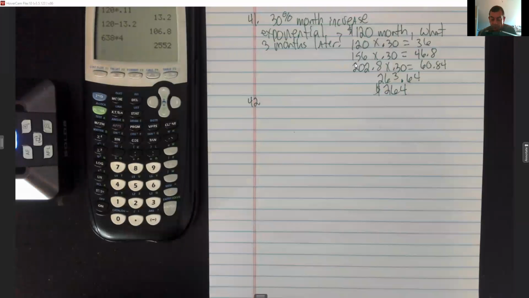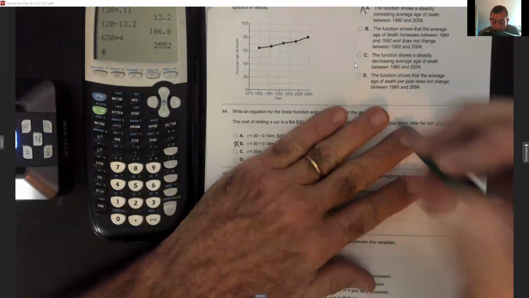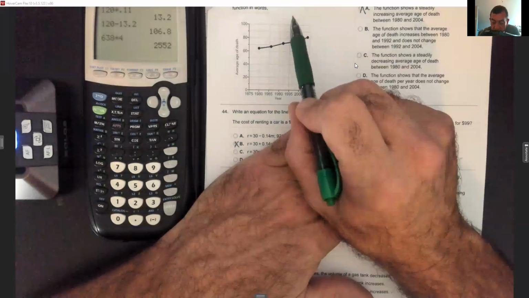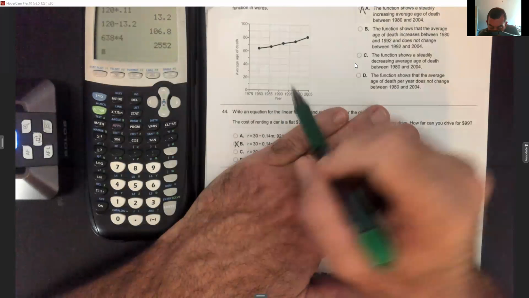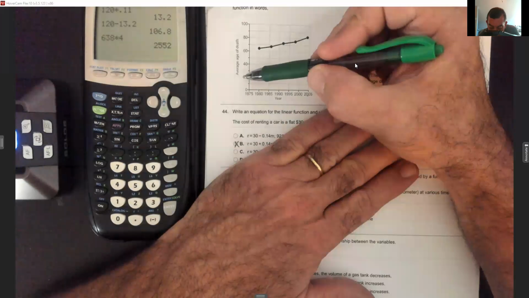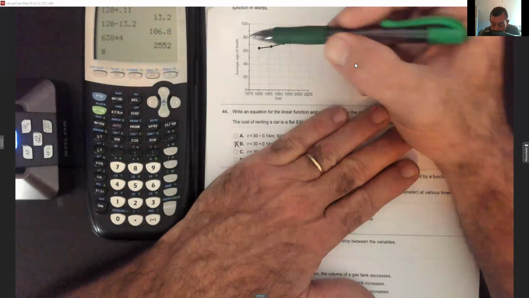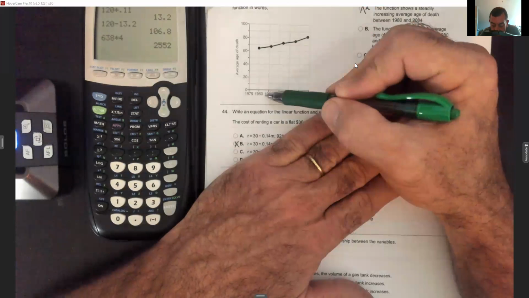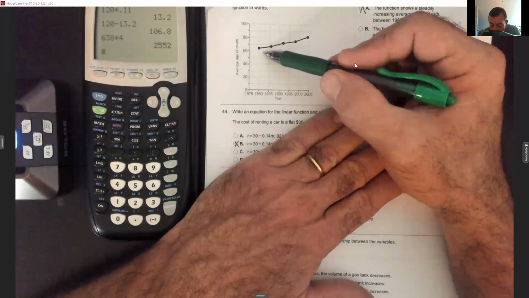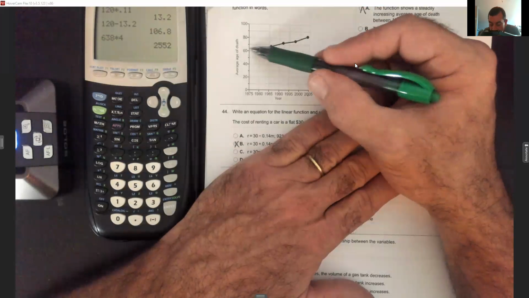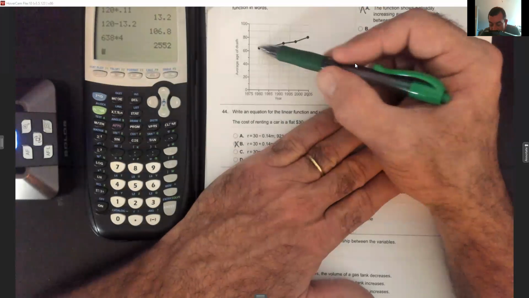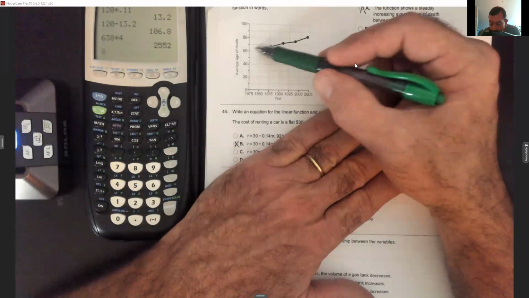All right, then I'm going to do 43 here on the graph. The following graph represents a function. Describe the function in words. So here they're giving me years, and here, average age of death. So it looks like in 1980, oh, what's that, about 65 was the average age of death.